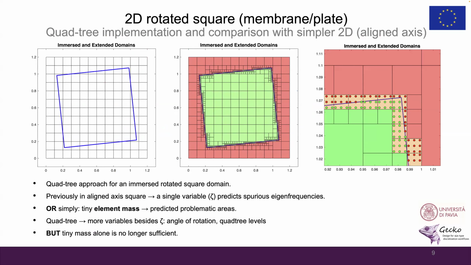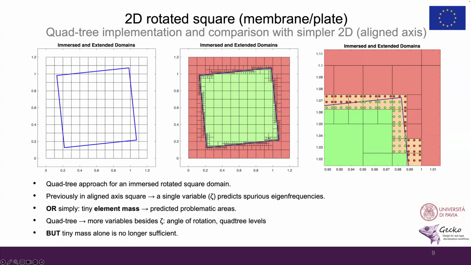Now, so far we worked with controlled setups, the 1D cases, and the axis-aligned 2D immersed square inside another square, where a single parameter zeta was sufficient to predict where spurious eigenfrequencies would appear. In those cases, the tiny mass of a cut element alone was a sufficient indicator of problematic areas. To move towards something more realistic, we now consider a rotated square, a deliberate step towards a more arbitrary geometry. The immersed boundary trims the structured grid at an angle.